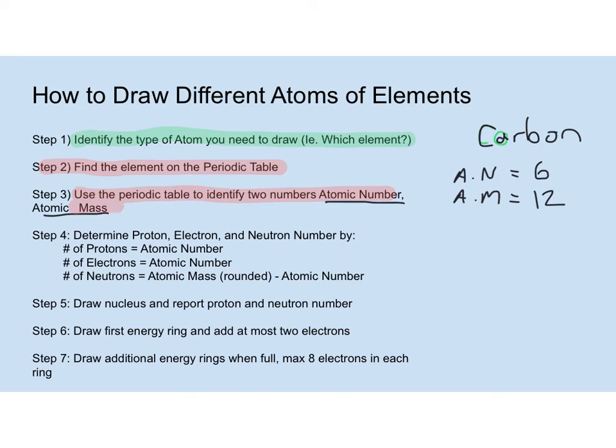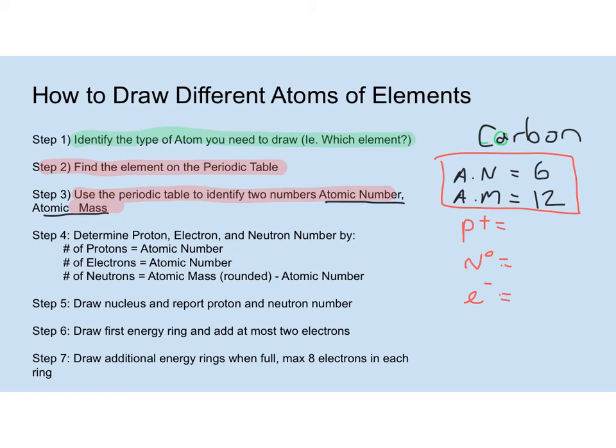Okay. Now, step 4. I determine the proton, electron, and neutron number. So I'm going to put down my proton number, and it's positively charged. My neutron number, and there's no charge. And my electron number, and it's negatively charged. So I want to know all of these numbers. So how do I get them? Well, I'm going to use these 2 numbers that I got before, my atomic number and my atomic mass.